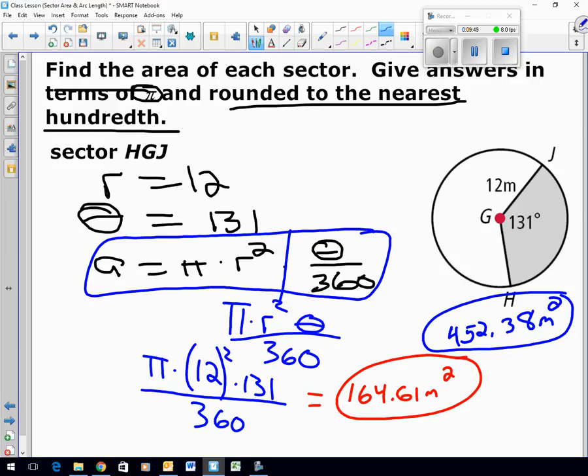Don't let this intimidate you. You don't realize it, but you've been doing this all along. It's just that you've always put 360 in here, and you've never done this last step. The only thing we're doing is adding one more number to our area of a circle.